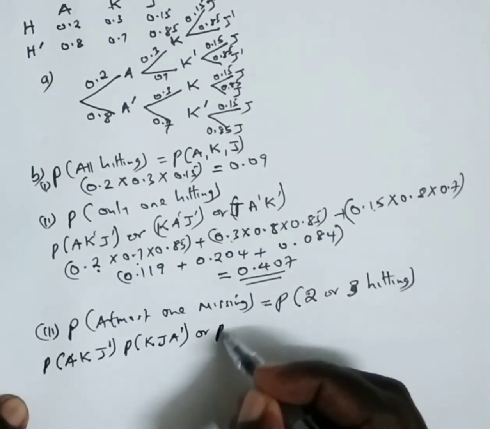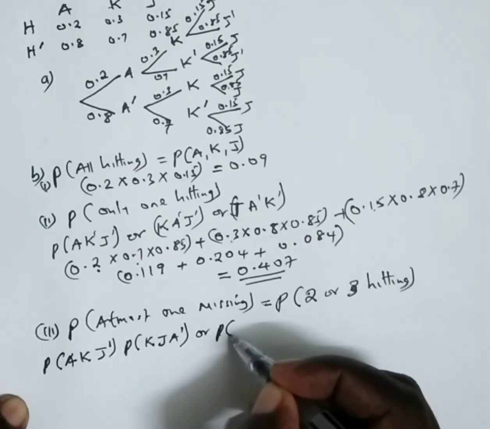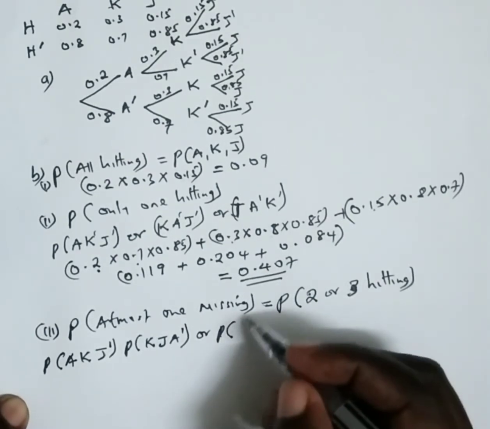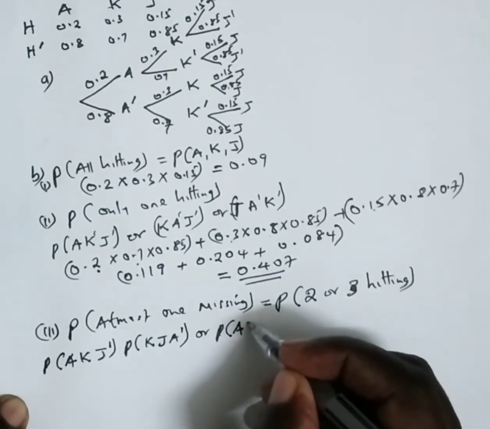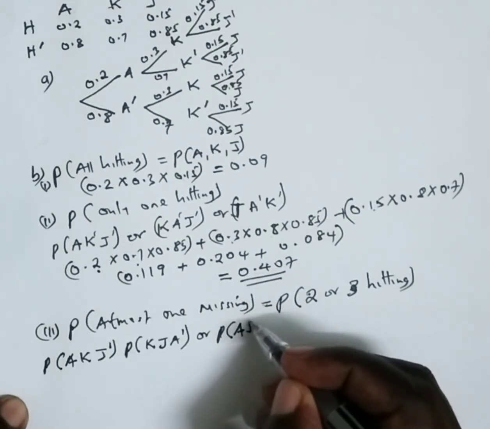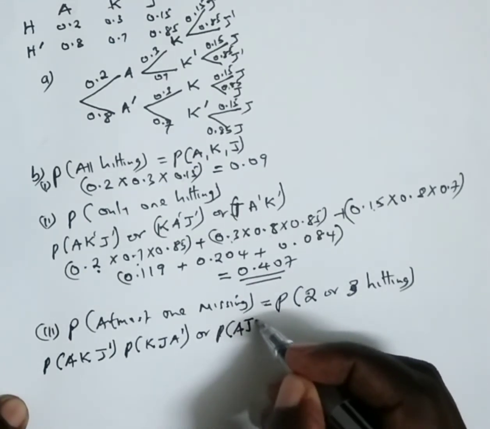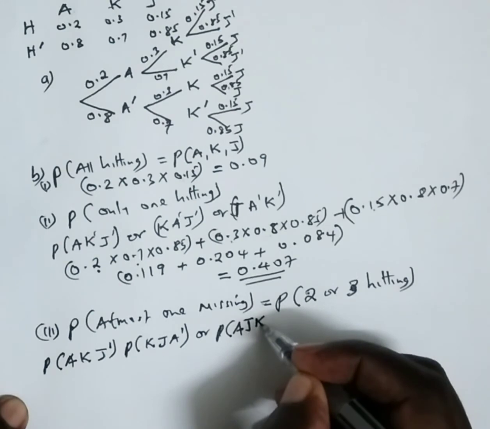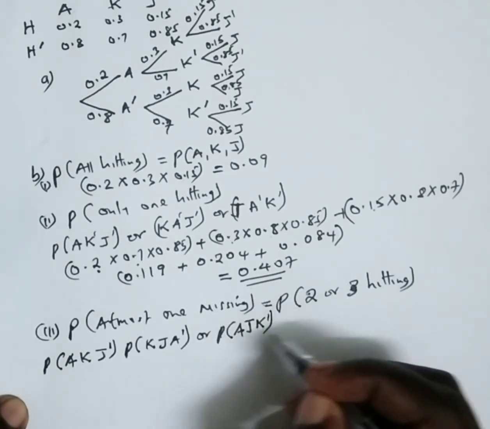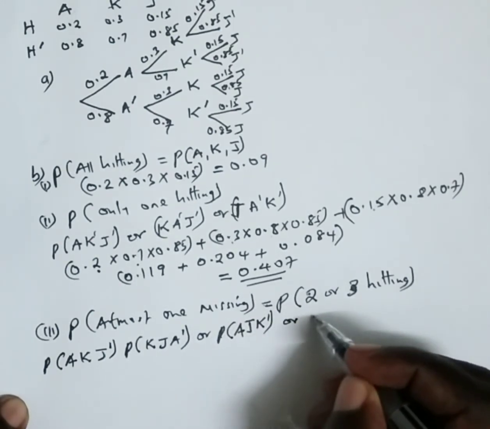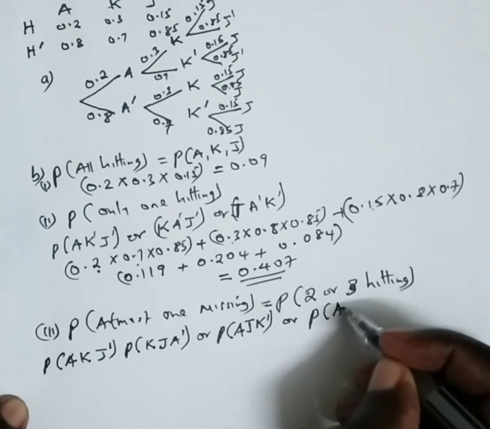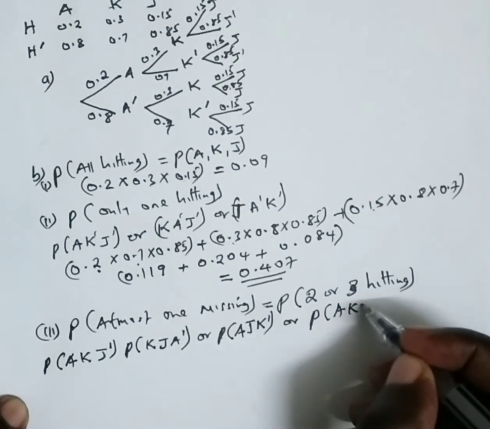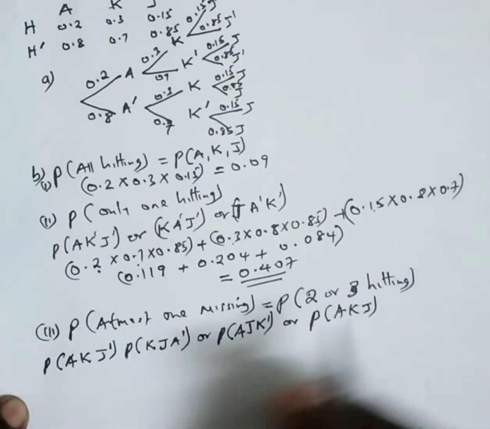Or if Akinyi hits, Juma hits, then Kamau will miss. Or the probability of the 3 hitting, that is Akinyi hitting, Kamau hitting, and Juma hitting.